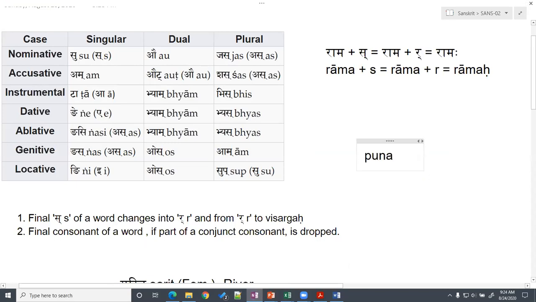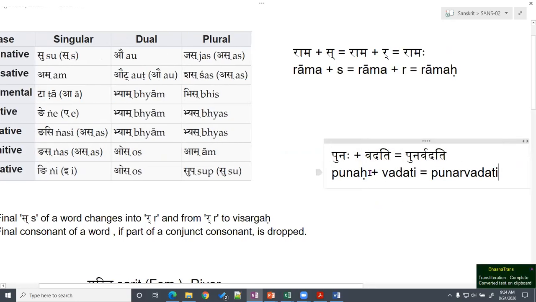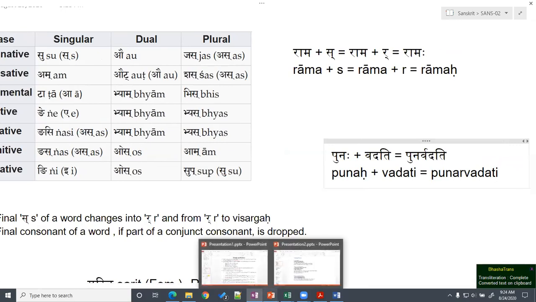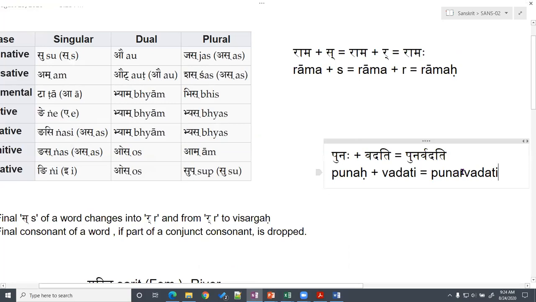So punaha, if it is a word punaha, so punaha vadati, it becomes Punarvadati. You might have already encountered this sandhi in your exercises. And you will wonder why this rule is not applying here. That it is preceded by akara, visarga is preceded by akara and followed by a voiced consonant. It should change to O. But it doesn't change to O. It remains, it becomes refa. So that's the reason why this particular case behaves differently.